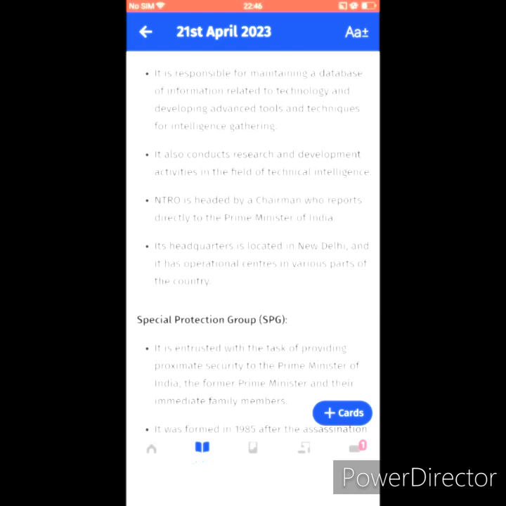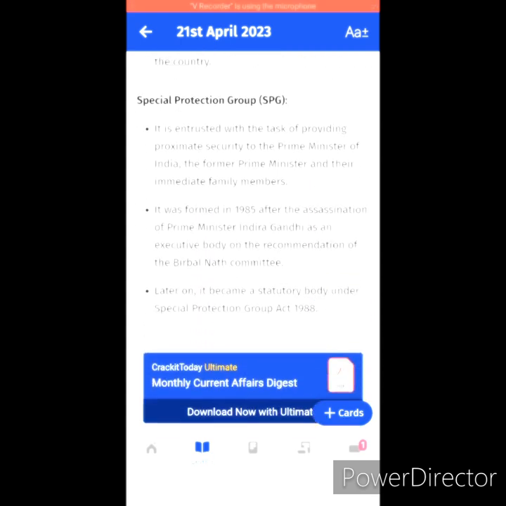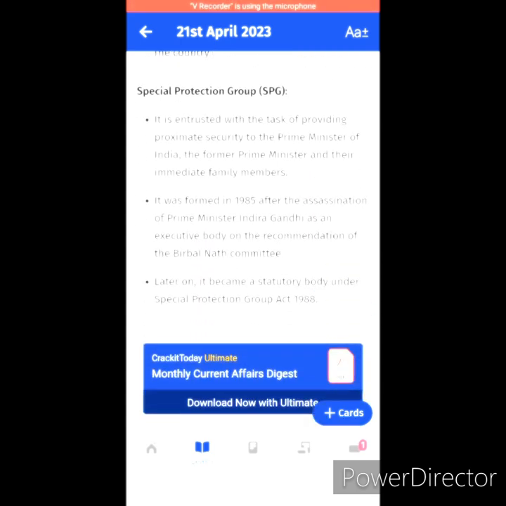NTRO is headed by a chairman who reports directly to the Prime Minister of India. Its headquarters is located in New Delhi and it has operational centers in various parts of the country. Special Protection Group. It is entrusted with the task of providing proximate security to the Prime Minister of India, the former Prime Minister, and their immediate family members.